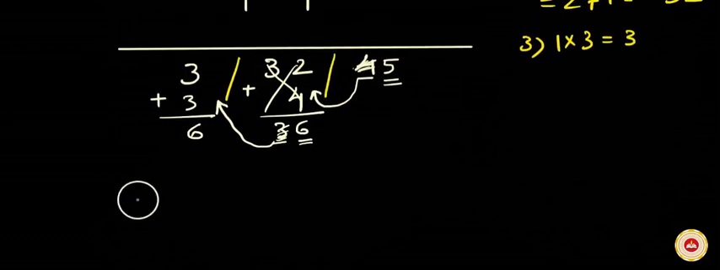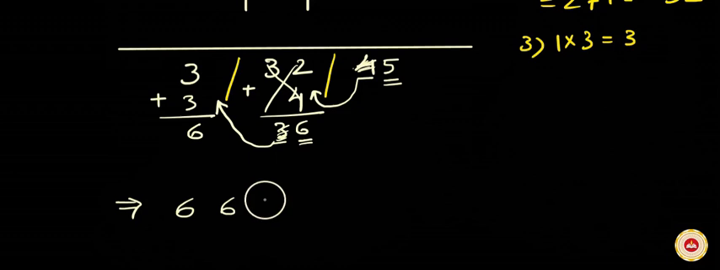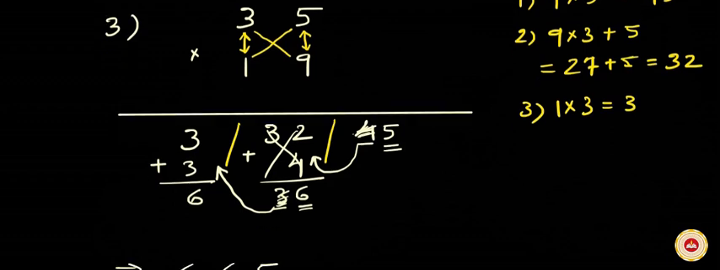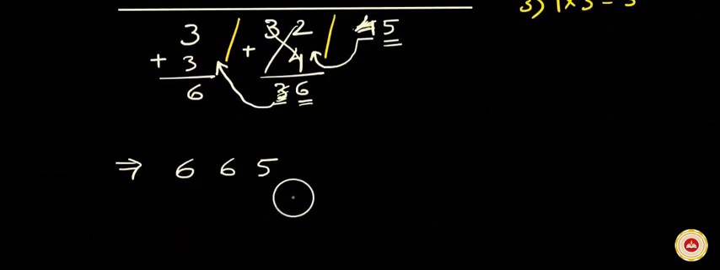Yes. Now let us write the final answer. Write left part 6, write middle part 6 and write right part 5. So the final answer is 665. It means that 35 multiplied by 19 is 665.